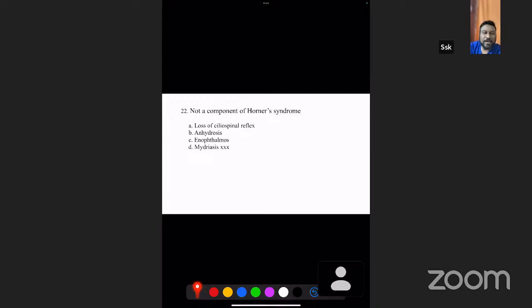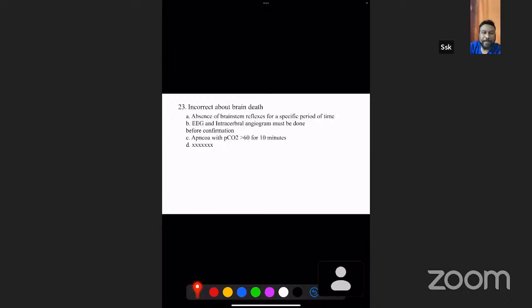Not a component of Horner syndrome. In Horner syndrome, you have miosis rather than mydriasis. Enophthalmos, anhidrosis, loss of ciliospinal reflex, all will be there. So the answer is option D.